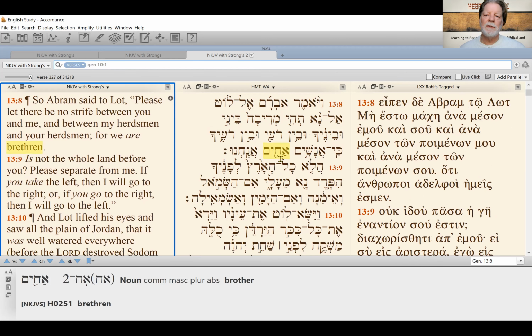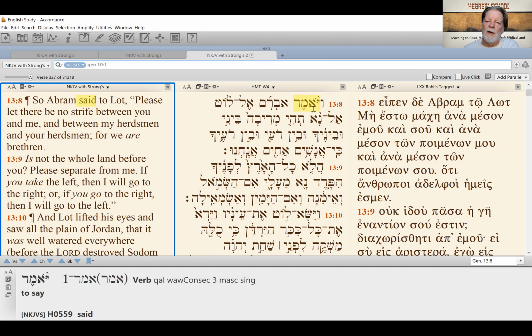Move up here to the top of the page. So Abram said to Lot, please let there be no strife between you and me, and between my herdsmen and your herdsmen, for we are brethren. Hebrew, Vayomer Avram el Lot, al na tehi merivah beni uveinecha, uvein roai uvein roecha, ki anashim achim anachnu. A couple of things here.